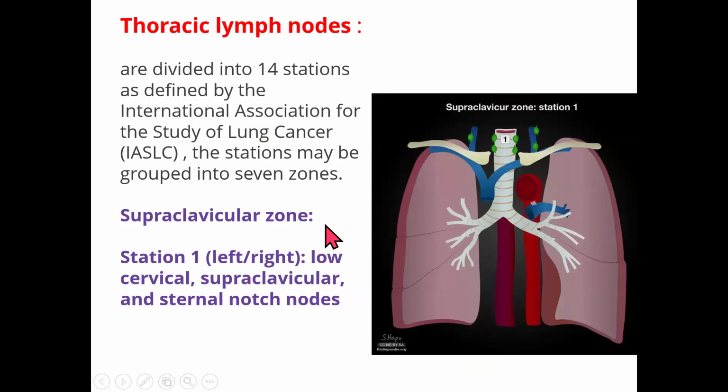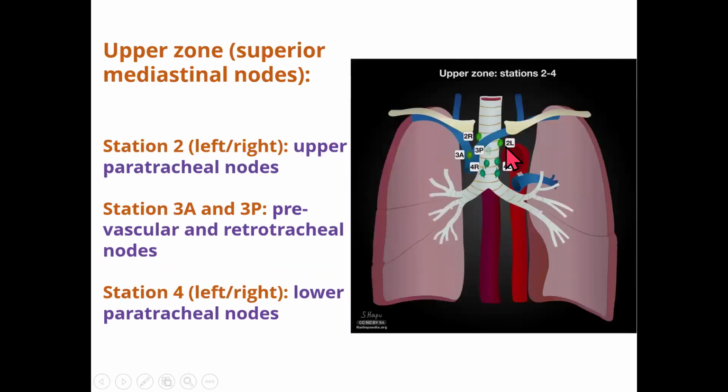Here there is another system in which CT scan divides the nodes into 14 stations by the International Association for the Study of Lung Cancer, divided into zones. The first zone is the supraclavicular zone, station 1, considered low cervical or supraclavicular lymph nodes. The other zone is the upper zone, superior mediastinal nodes, divided into 3 stations: station 2, the upper paratracheal lymph nodes; station 3, anterior prevascular and retrotracheal nodes; station 4, lower paratracheal nodes.